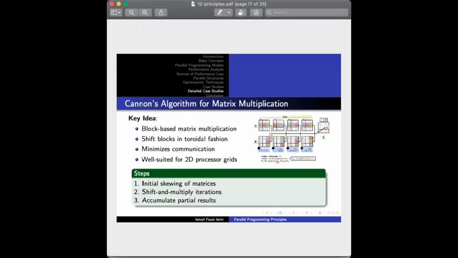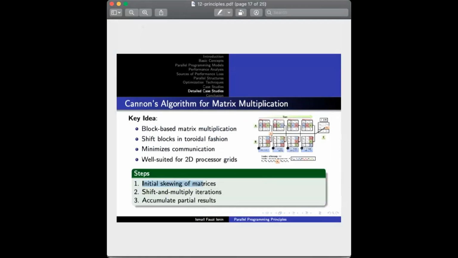First, initial skewing, where matrix A blocks are shifted circularly to the left based on their row index, and matrix B blocks are shifted upward based on their column index to align initial sub-matrices. That's the first step.